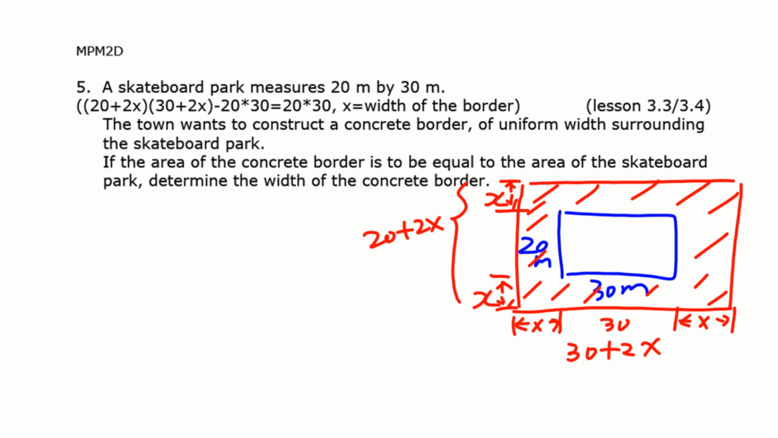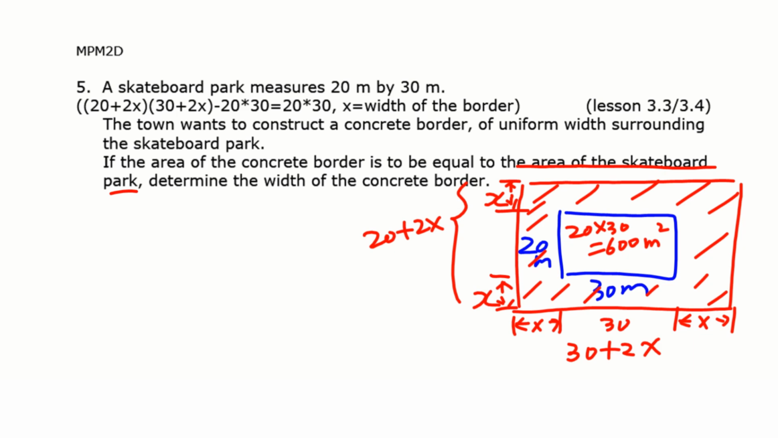In grade 10, I will give you this equation. In grade 11, you need to come up with the new width and new length by yourself. It says the area of this concrete border is equal to the area of the skateboard park. So the skateboard park is 20 times 30, which gives you 600 meters squared. So the border equals 600 meters squared. It asks you the width of this concrete border.